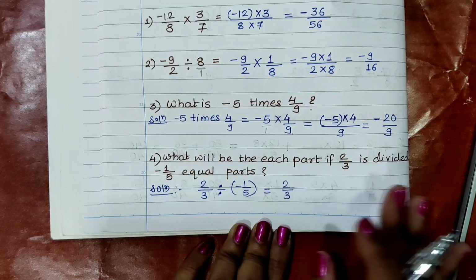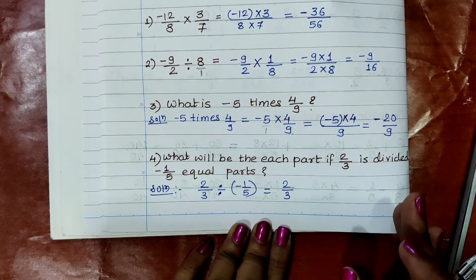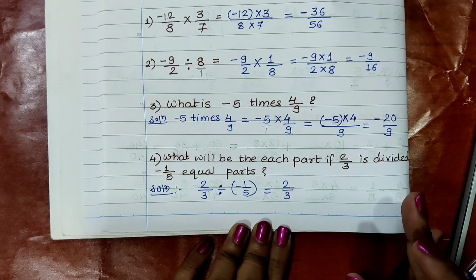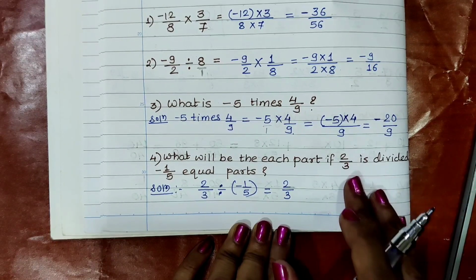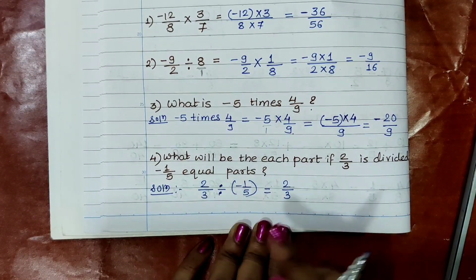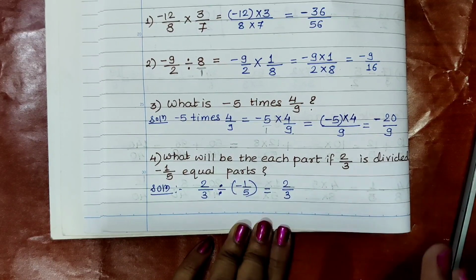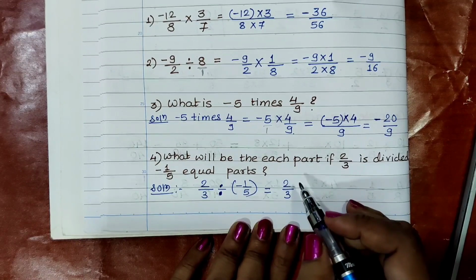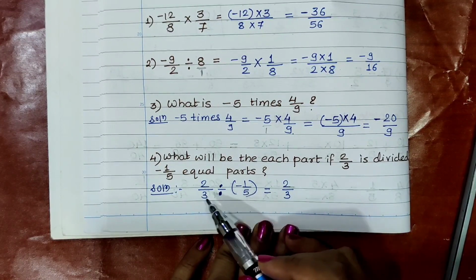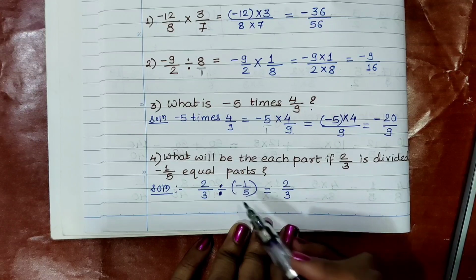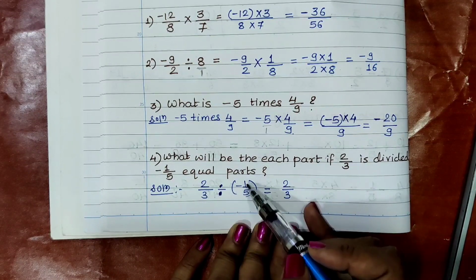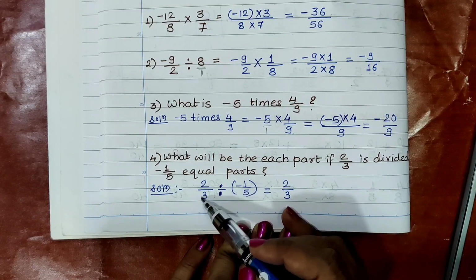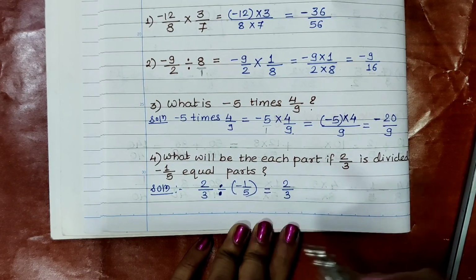Actually, this is a simple example of division. If I tell you to divide 20 into 5 equal parts, what will you be doing? 20 divided by 5. Same thing, 2 upon 3 is divided into 1 upon 5 equal parts. That means 2 upon 3 divided by minus 1 upon 5. Now we have to convert division into multiplication. We all know we cannot directly solve the sums of division. When there is division between two rational numbers, we cannot solve it directly. We have to convert the division of two rational numbers into multiplication, and then we can solve it.